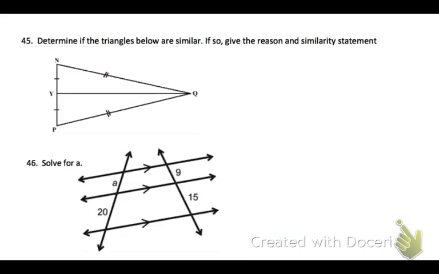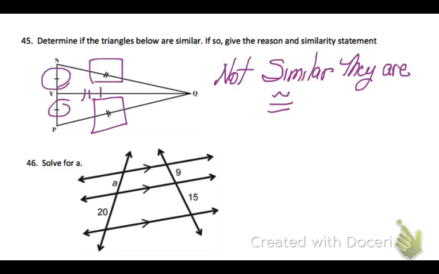Now, 45, determine if the triangles below are similar. If so, give the reason and the similarity statement. Well, I know that I've got two sets of sides congruent, and I can prove that that third side is congruent. So these two triangles are not similar. They are actually congruent.